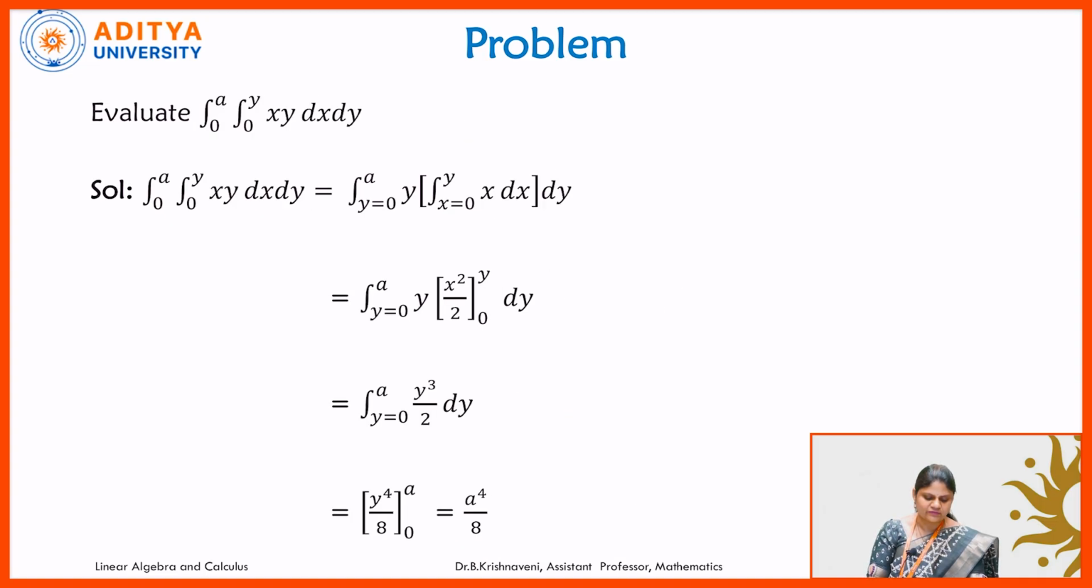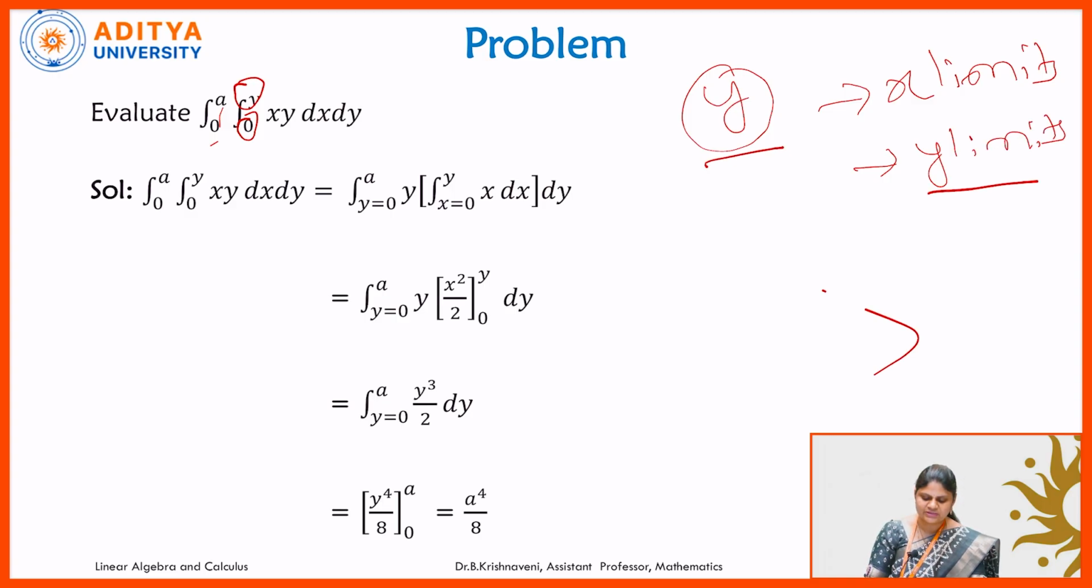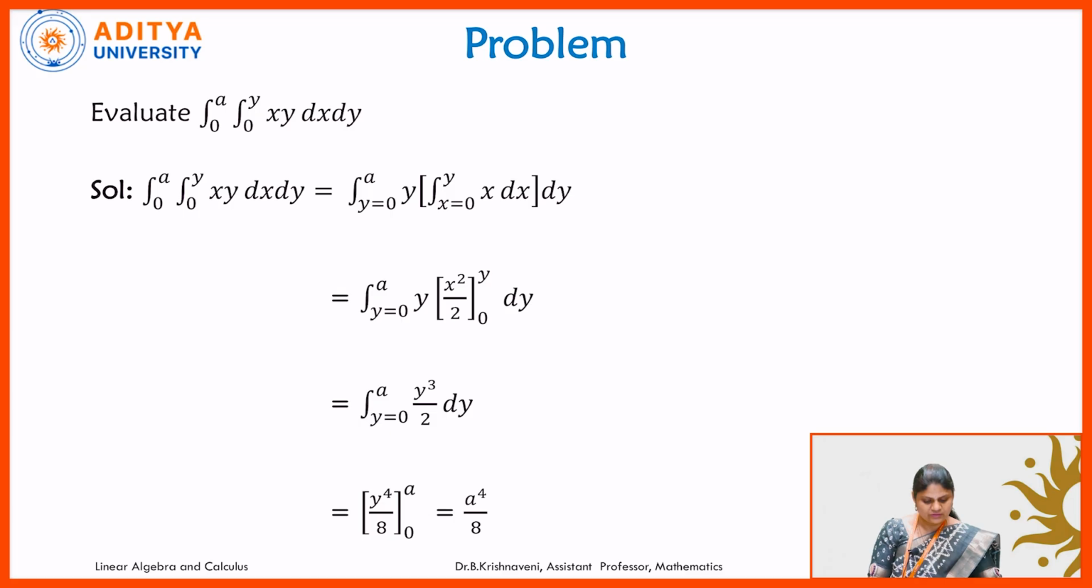Now the next question, which again contains variable limits. Now the limits are in terms of y, which means those limits are x limits. The other limits, 0 to a, are y limits. In this question, x limits are variables and y limits are constants. Hence we need to integrate accordingly.